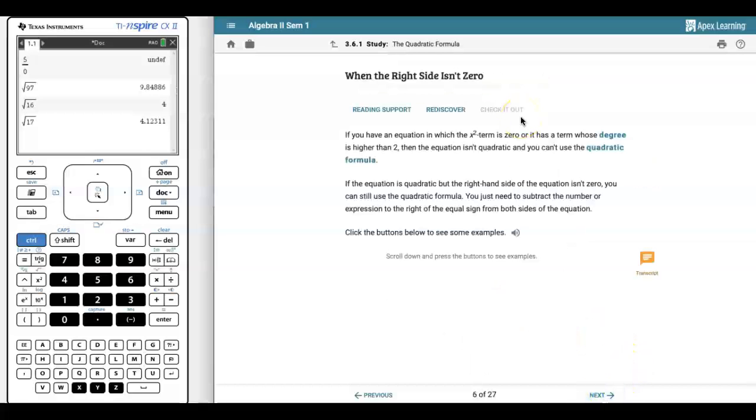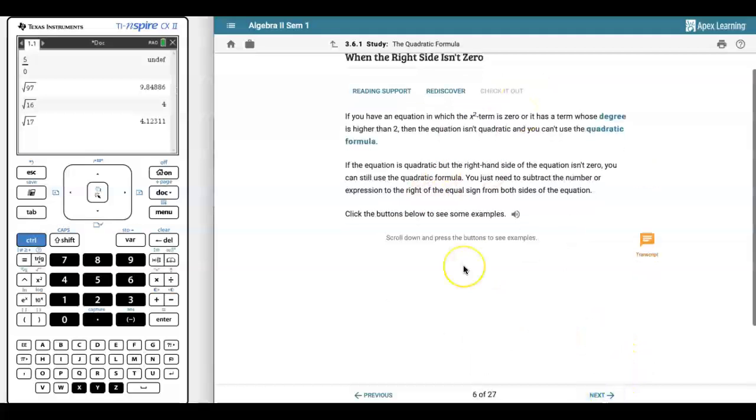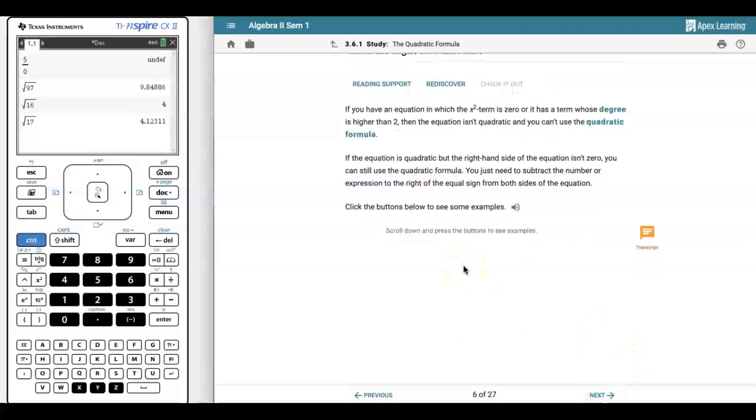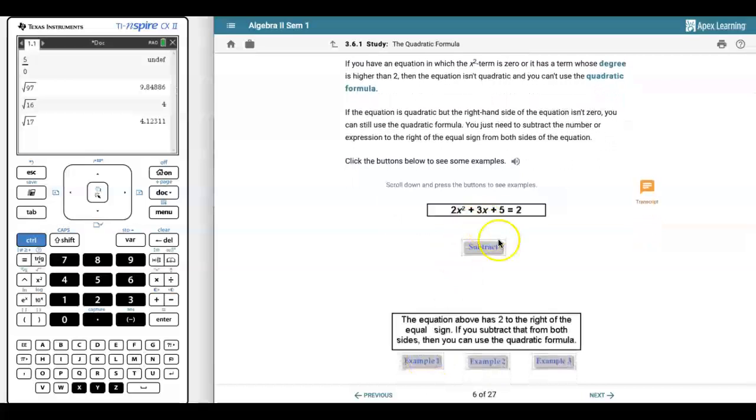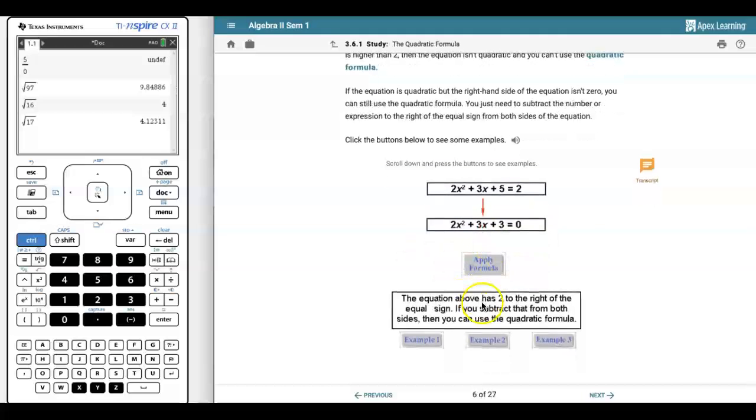All right, moving forward here, when the right-hand side isn't 0, this is pretty simple. If it's not 0, all you got to do is put it in the standard form. We worked a ton on that in the last couple of units here. So, for example, if the right-hand side has a 2 value there, you just subtract 2 from both sides. You subtract 2, get it in that standard form, you're good to go. We apply the formula, and then if we were to continue this, we could simplify from there.